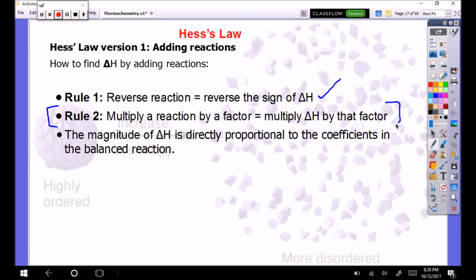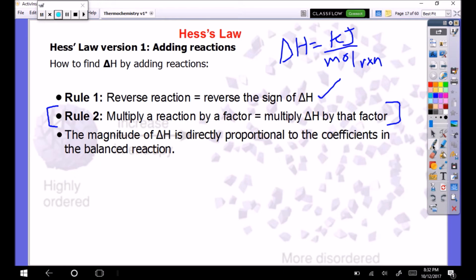This is different from electrochem. That cell potential, your E naught, was not impacted by the coefficients when you multiplied your reaction by those factors to balance your electrons. But with delta H, it is actually affected by that because it is proportional to your moles, right? We typically report delta H in kilojoules per mole, and since we are reporting it in kilojoules per mole of our reaction, everything's proportional to your coefficients, because that's your mole ratio, right? So if you multiply a reaction by a factor, you also have to multiply delta H by that factor. If you divide by a factor, you have to divide delta H by that factor.